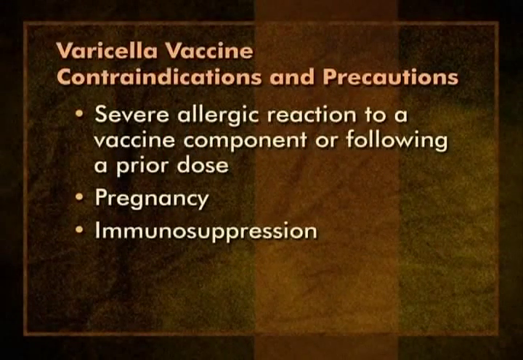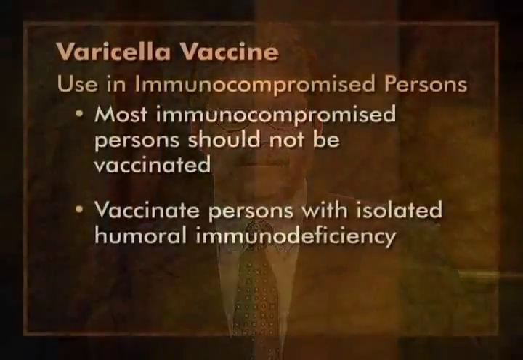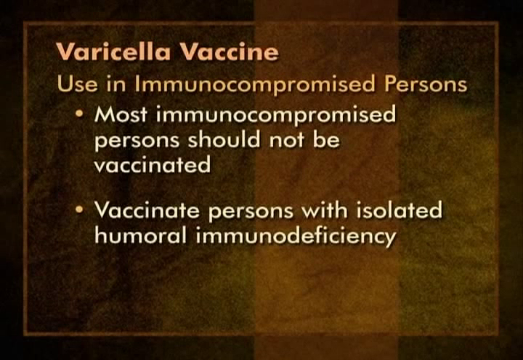The contraindications to varicella vaccine are very similar to those for other live virus vaccines. As usual, a severe allergic reaction to a vaccine component or following a prior dose of vaccine is a contraindication. For varicella vaccine, this would include severe allergy to neomycin and gelatin. Varicella vaccine does not contain egg protein. Pregnancy and immunosuppression are also contraindications to vaccination. Since licensure in 1995, varicella vaccine, like other live virus vaccines, has been contraindicated in persons with significant immunodeficiency from any cause. But varicella vaccine is somewhat different than other live virus vaccines. Most immunocompromised persons should not be vaccinated.